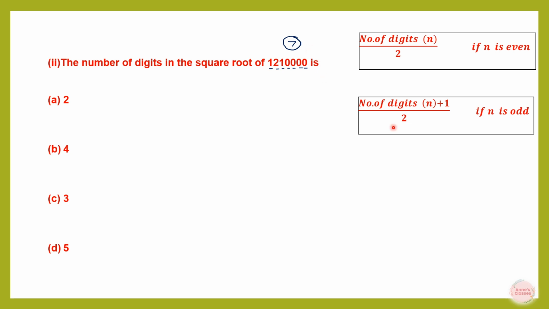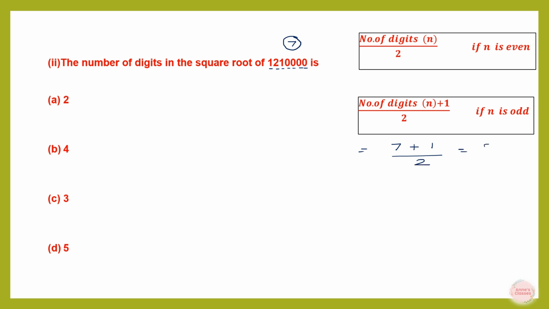If it is an odd number, apply this formula. If it is an even number, use this formula. So now we're going to use this formula. Number of digits, that is how many digits are there? There are 7 digits we counted, plus 1. Number of digits plus 1 divided by 2.